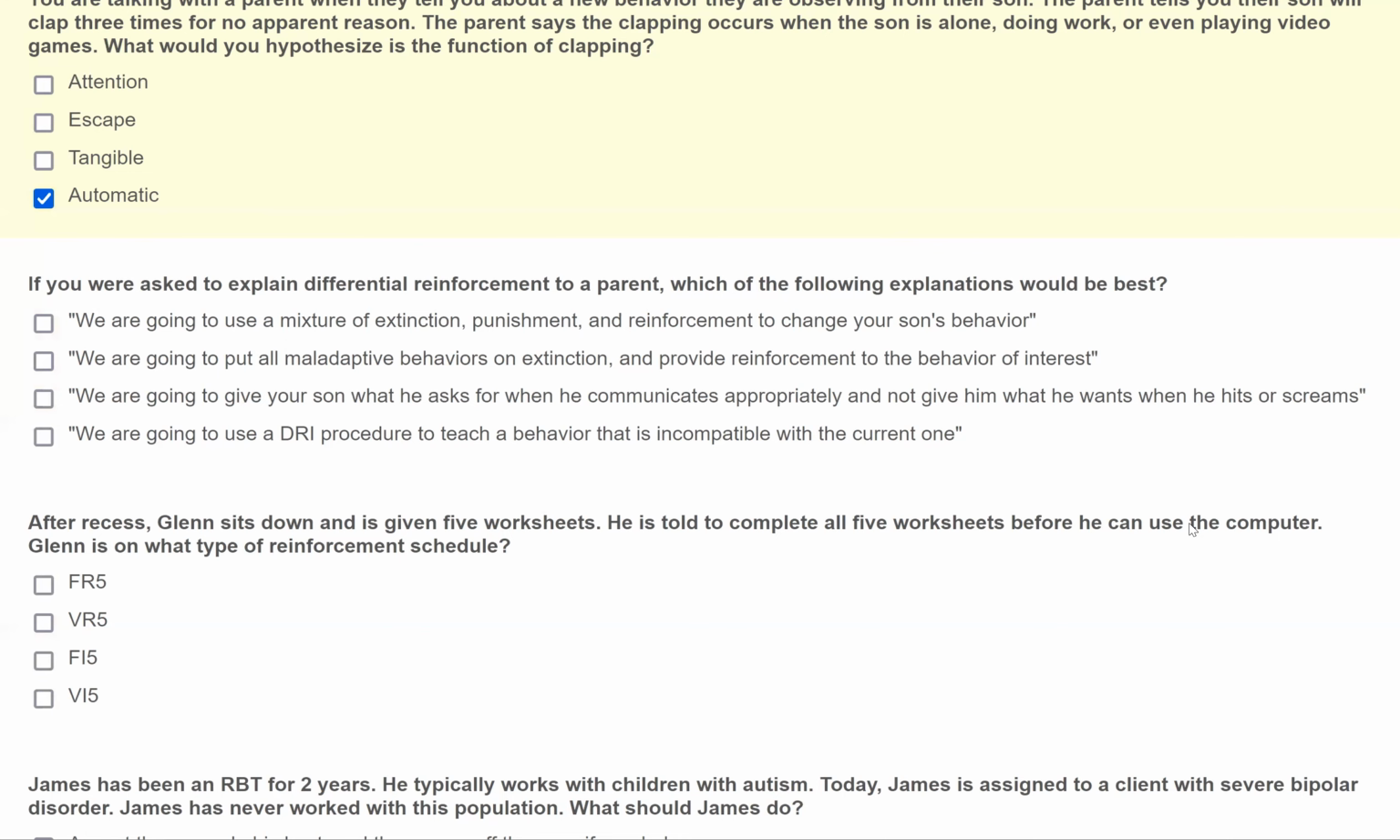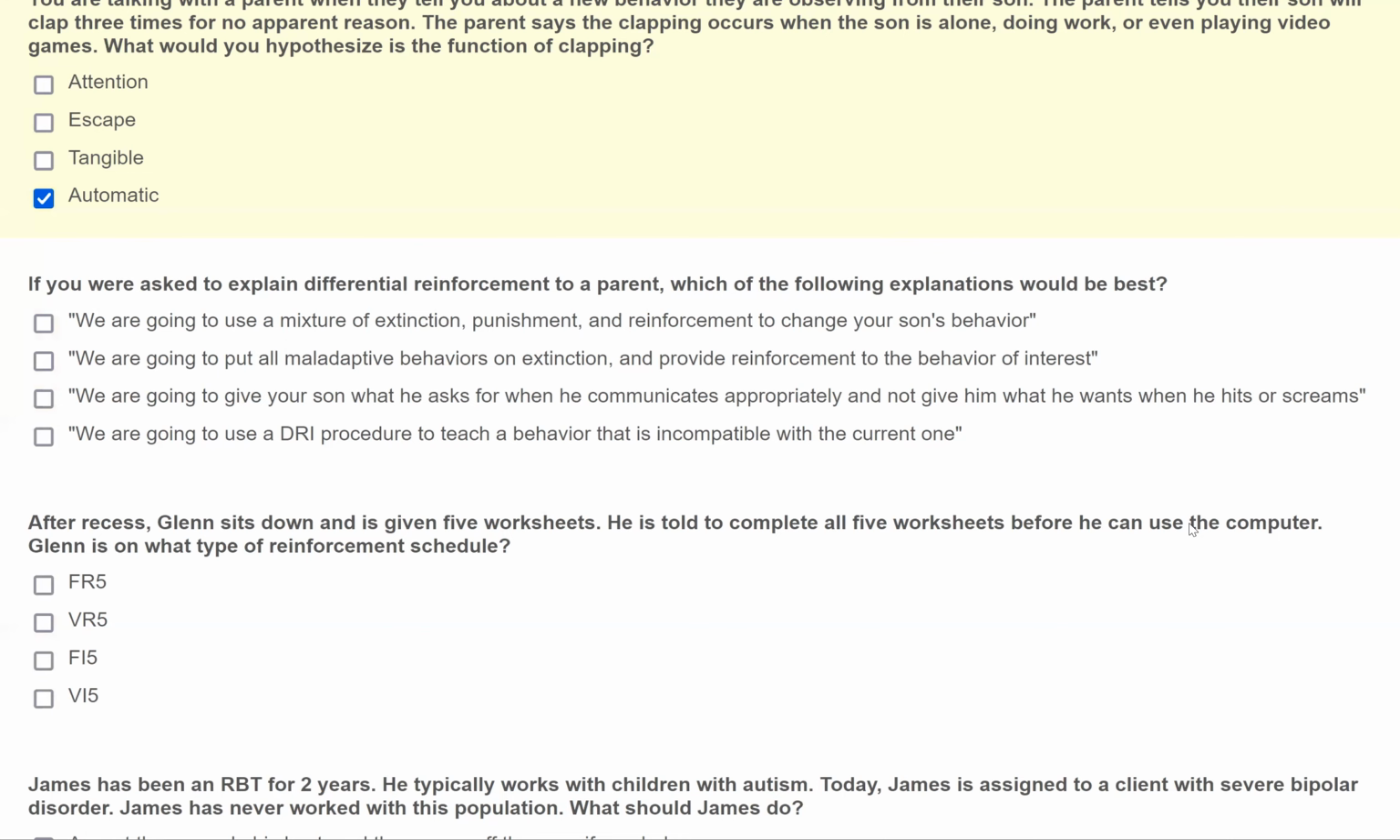But when we start saying things like we're going to put maladaptive behaviors on extinction, that starts to become confusing for people not really in the know of what ABA terminology is and means, right? Even provide reinforcement to the behavior of interest. What does that mean exactly? So B is better than A. It is differential reinforcement, but can we make it even simpler?